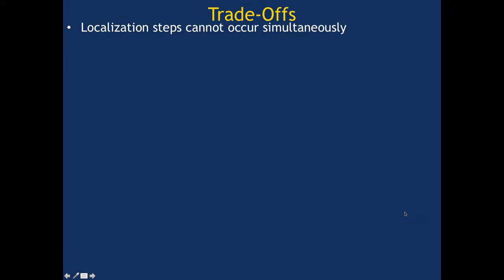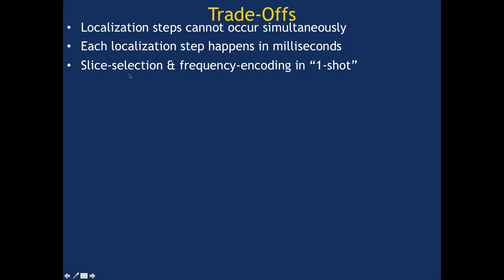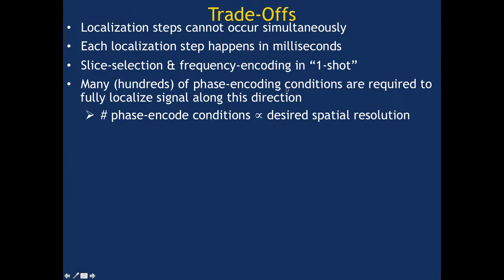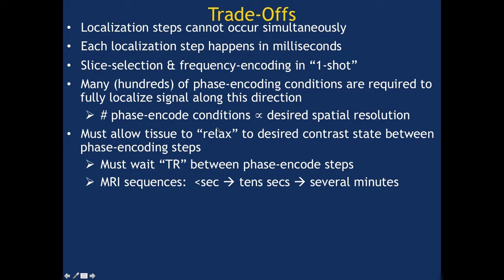Now, these 3 steps are really not happening simultaneously. They happen very quickly, independently. That is, we can do one-shot localization to carve out a slice and frequency encode, which is the 3rd step, and that happens very quickly. The phase encoding, however, created that highly ambiguous phase twist that went vertical. Then it turns out that the number of phase encoding conditions relates to how fine of a resolution I need in my image. The finer the spatial resolution, the more phase encoding conditions I have to go through to make that image.